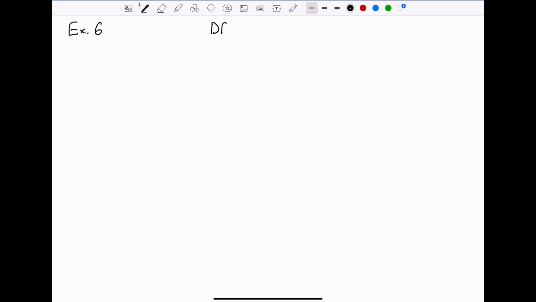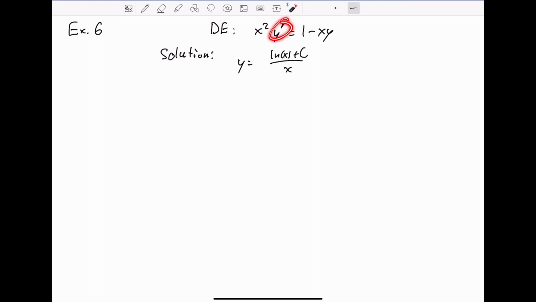So our differential equation is x squared y prime equals 1 minus xy. And we want to show that the following function is the solution. It is y equals natural log of x plus c divided by x. So we need to find the first derivative here. So we'll take the first derivative to find y prime. This is going to require the quotient rule because we have a fraction.